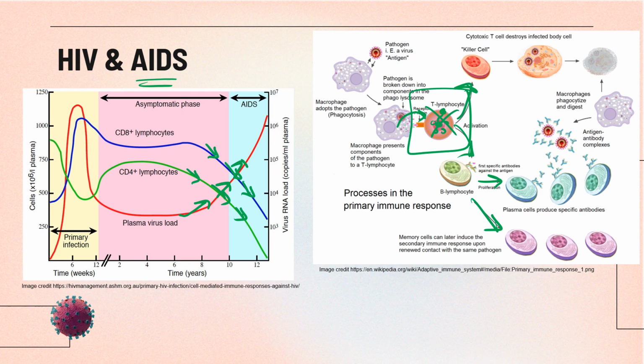What's happening is those helper T cells are getting killed off. That's really bad because it means that we're not activating the killer T cells. We're not activating any of the B cells. So we're not making any antibodies and we don't have any memory cells being formed. This is really bad because even just a common cold can kill a person with AIDS because there is no turning on of that adaptive immune response.